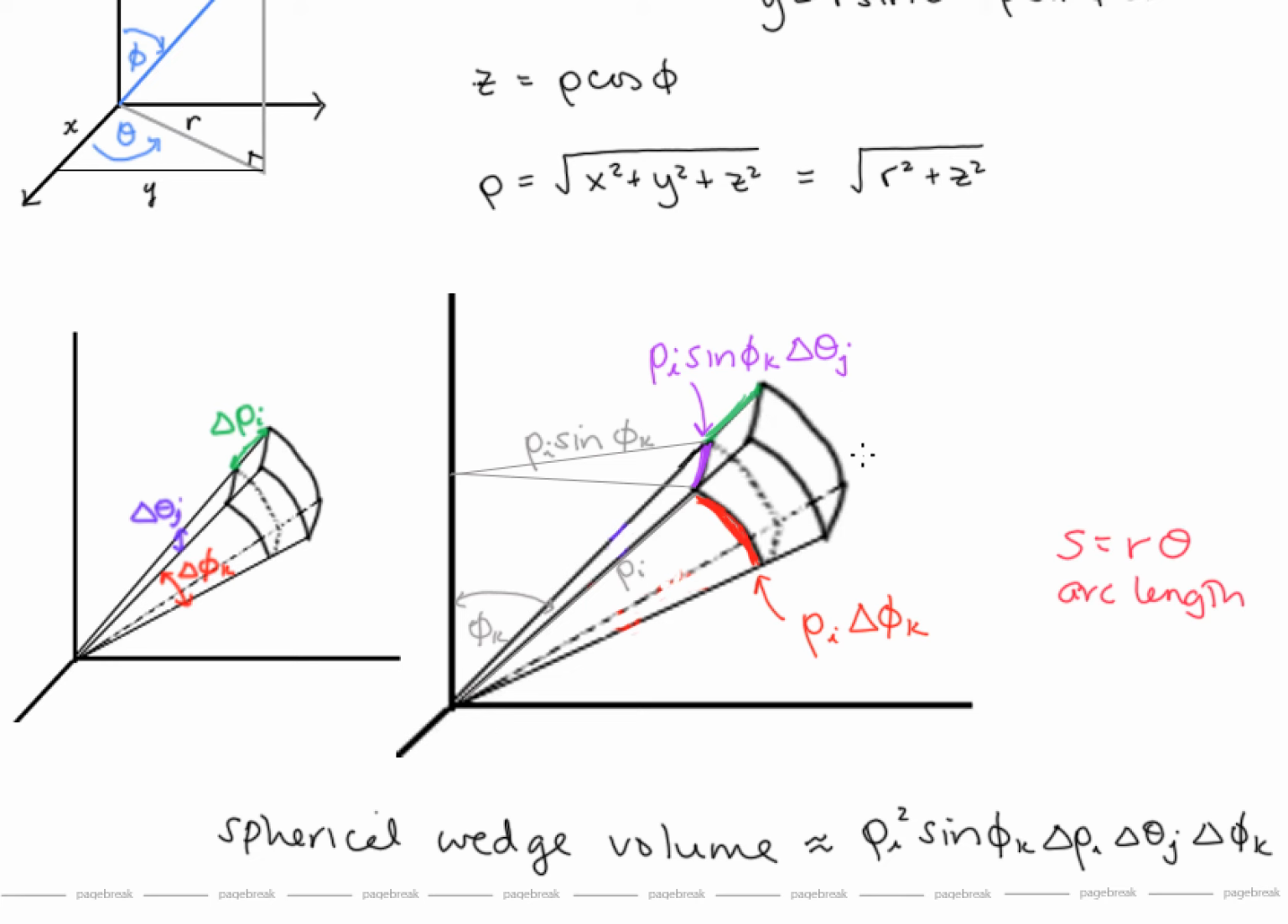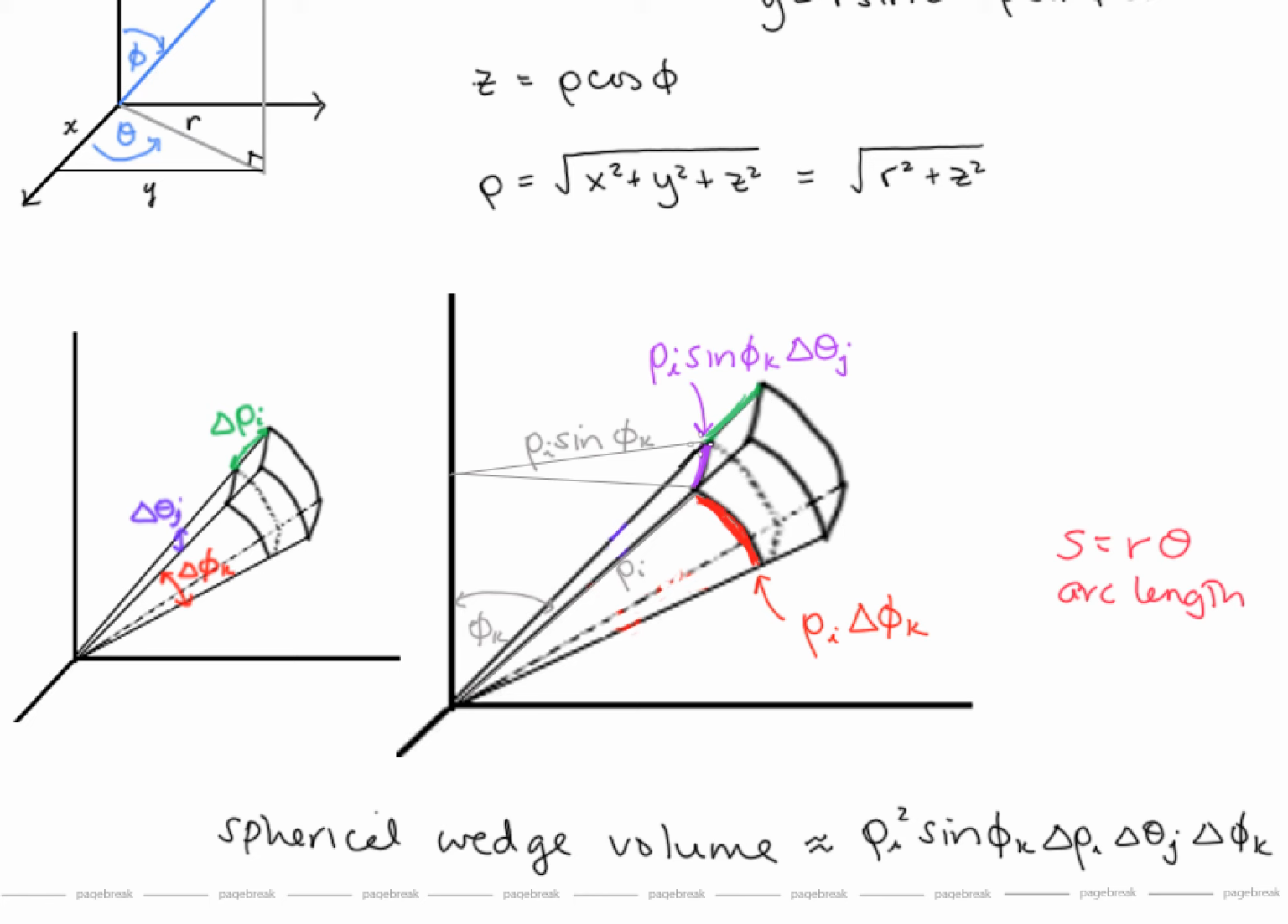So we're going to approximate its volume as if it was a rectangular box. So that means we need the dimensions of each side. Let's take a look at this red side first. We said that this distance is rho i, and this angle is delta phi k. So we've got a circular arc of radius rho i and of angle delta phi k. Our arc length formula, s equals r theta, gives us the length of this arc to be rho i delta phi k.